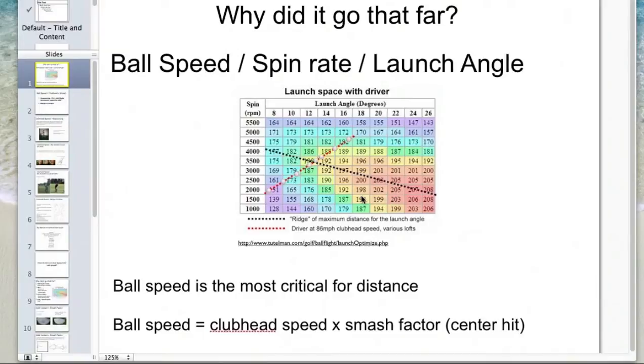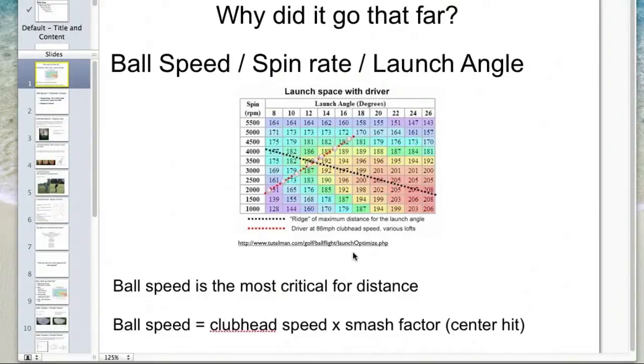Smash factor is essentially looking at the centeredness of the hit, or how close you hit the ball to the sweet spot. The typical example is, if you have a club head speed of 100 miles per hour and an almost perfect smash factor of 1.5, that would cause the ball speed to be 150 miles per hour. If you have a smash factor down in the 1.3s, it means you're hitting it well off the sweet spot, and you'll get more distance from hitting it more in the center than from maximizing your club head speed.